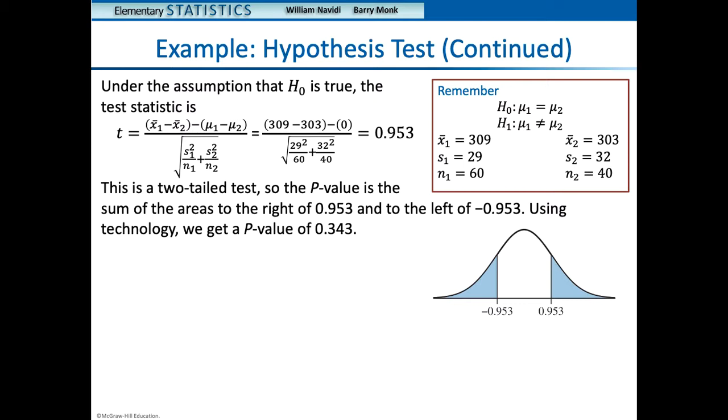So we find the row in the table corresponding to 39 degrees of freedom. And then in that row, we find the two numbers that bracket 0.953. And then for both of those numbers, you'd go to the top of the table and find the corresponding area in the right tail values. And then we would take both of those values and double them because it's a two-tailed test. And I believe if you do that, the table will tell you that the p-value falls between 0.2 and 0.5, which is consistent with the exact p-value of 0.343.